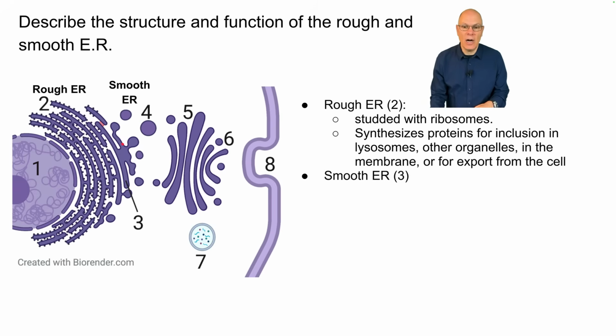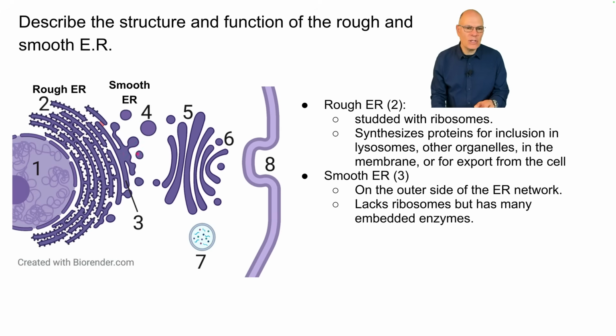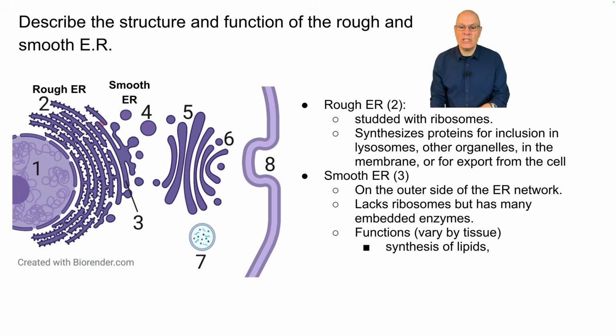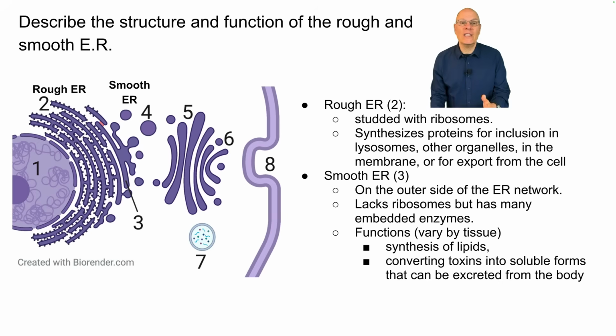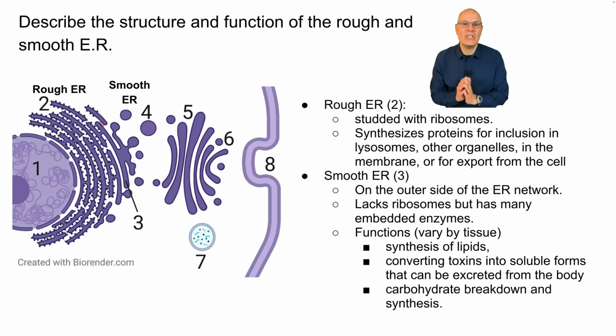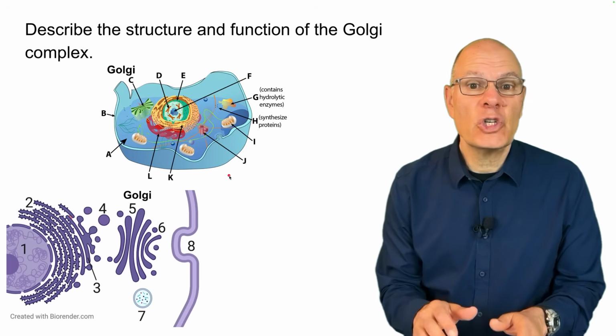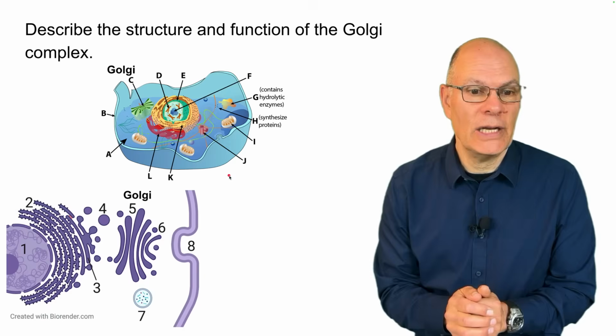The smooth ER is on the outer side of the ER network, always towards the Golgi, and it lacks ribosomes, but that doesn't mean that there's nothing in that membrane. It has many membrane-embedded enzymes, and the functions of the smooth ER vary by tissue. So it can include synthesis of lipids, converting toxins into soluble forms that can be excreted from the body, carbohydrate breakdown, and synthesis. Describe the structure and function of the Golgi complex.